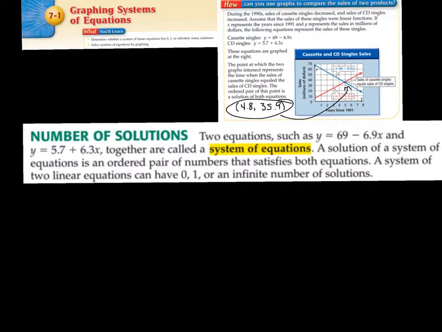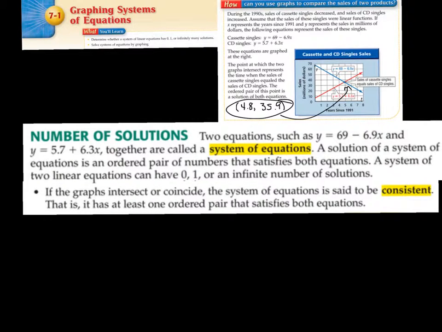Two equations such as y equals 69 minus 6.9x and y equals 5.7 plus 6.3x together are called a system of equations. A solution of a system of equations is an ordered pair of numbers that satisfies both equations. In this case, it was 4.8, 35.9. The system of two linear equations can have 0, 1, as in this case, or an infinite number of solutions. If the graphs intersect or coincide, the system of equations is said to be consistent. That is, it has at least one ordered pair that satisfies both equations.